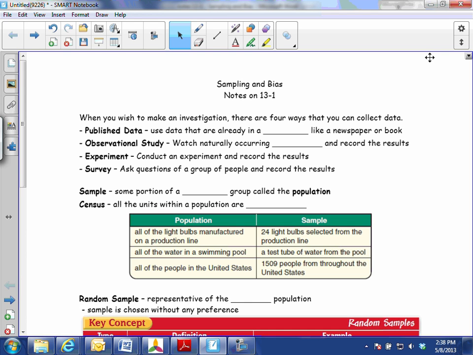So sampling and bias. This last chapter we're going through is all about statistics. We're just working with data and how we can make it tell us something, okay? First we're talking about sampling and bias. When we wish to make an investigation, meaning we want to gather some data and figure out what it tells us, there are 4 different ways we can do this.